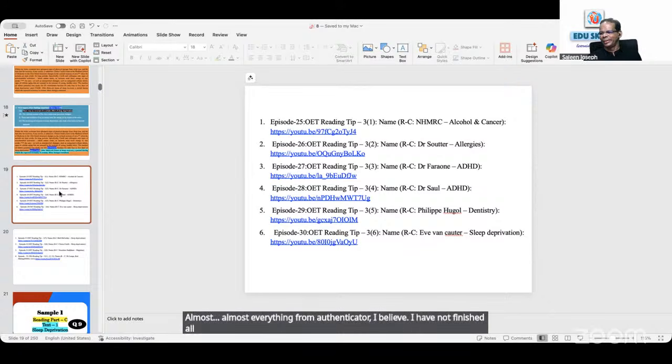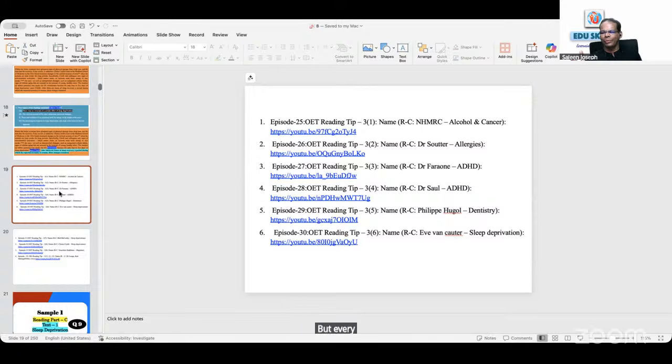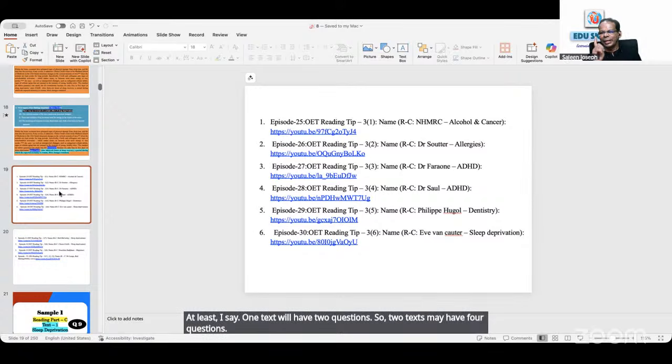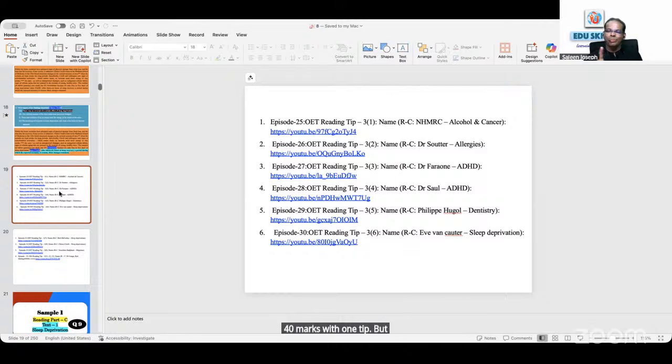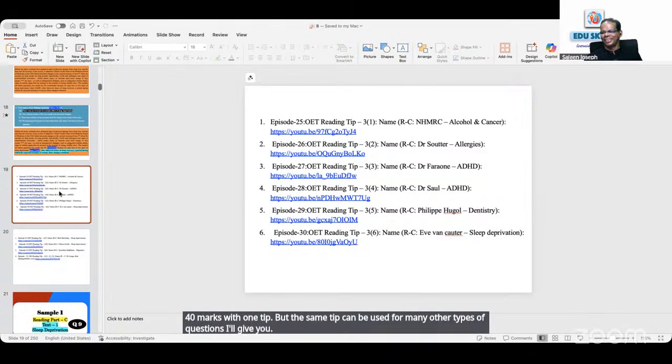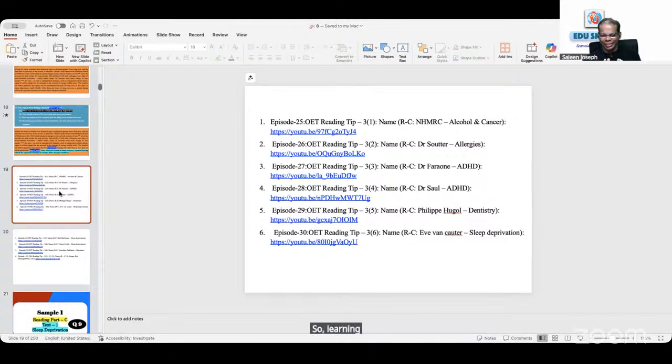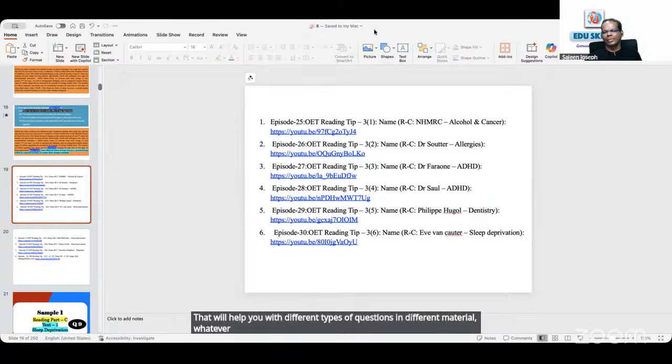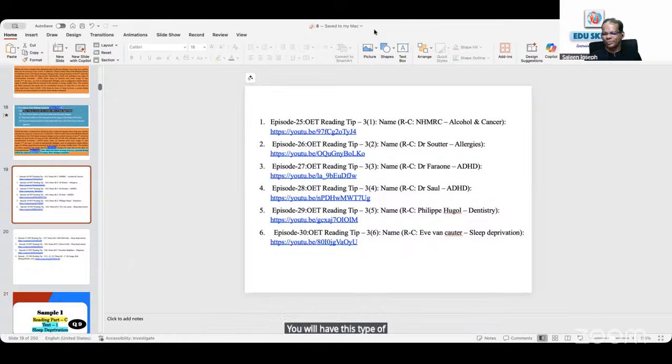There are so many, but every material will have at least 2 questions. At least, I say. One text will have 2 questions. So 2 texts may have 4 questions. 40 marks with 1 tip. But the same tip can be used for many other types of questions I'll give you. So learning one tip or one strategy will help you with different types of questions in different material. Whatever the material appears, you will have this type of questions.